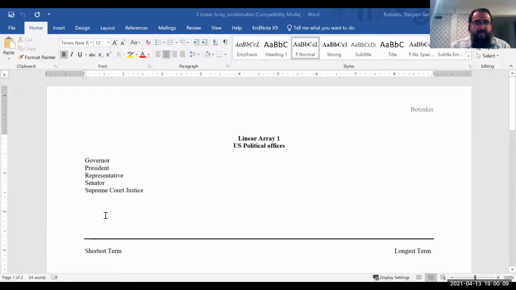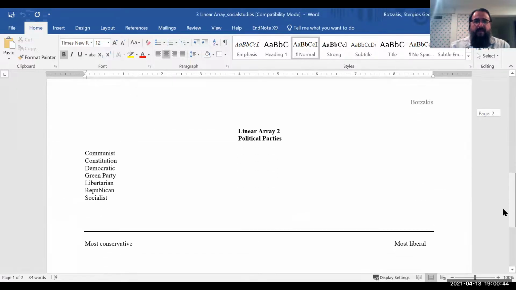I used to have mayor too, but mayor is weird because some mayors serve 4 years and some mayors serve 2 years, so I left that out. But for our purposes, representatives serve 2 years, so they're on the short end. Then you go to governors and presidents, they serve 4 each. Then you go to the senators, they serve 6, and then Supreme Court justices, they serve for life. So unless they're really short-lived, theirs is the longest term.